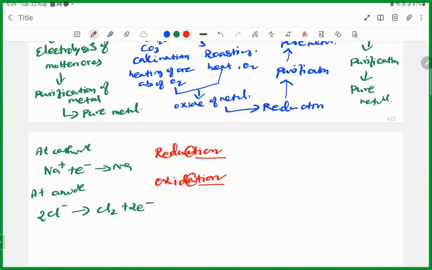So reduction occurs at the cathode, oxidation occurs at the anode. What is oxidation? Loss of electrons is oxidation. What is reduction? Gain of electrons is reduction.